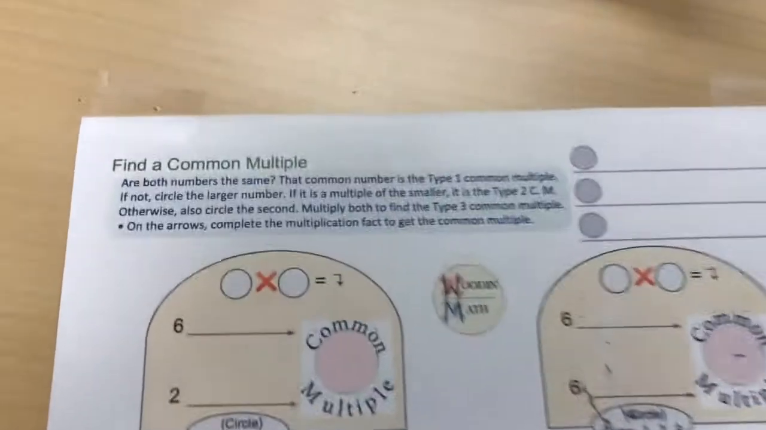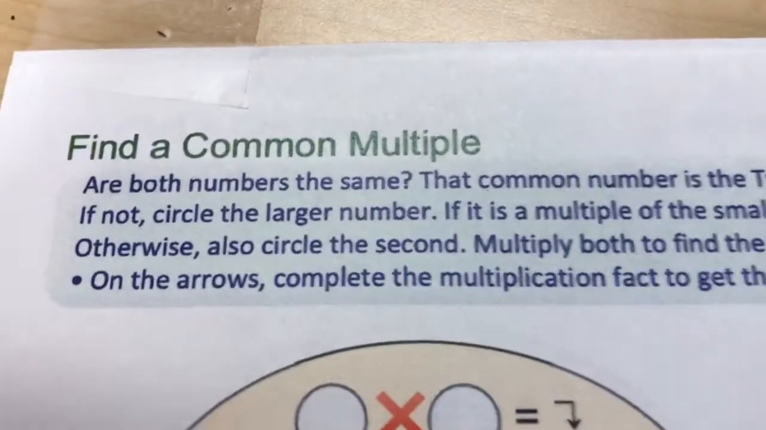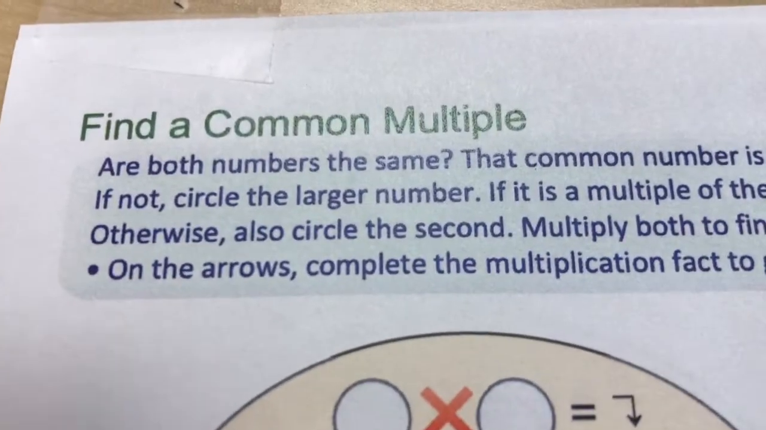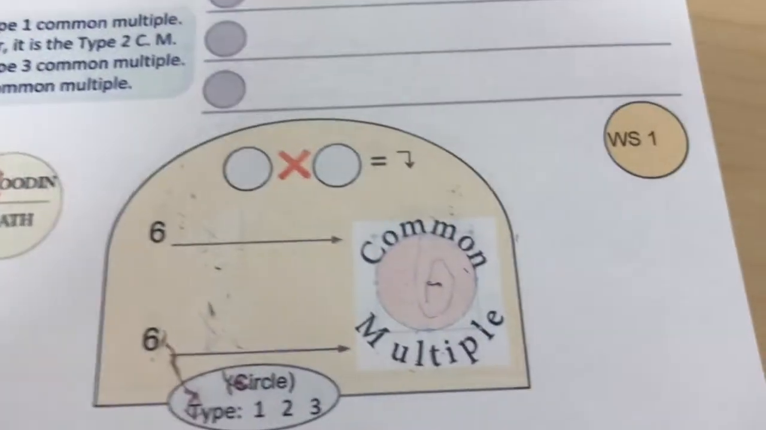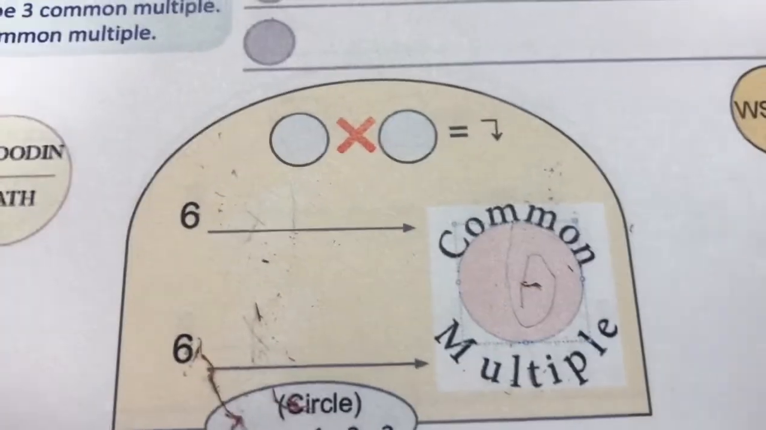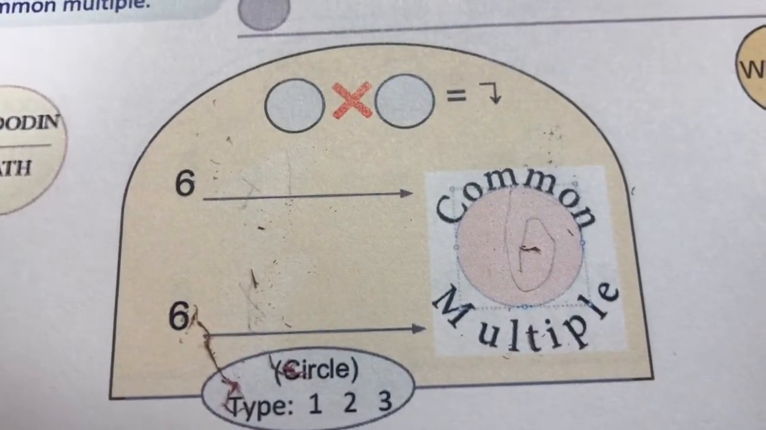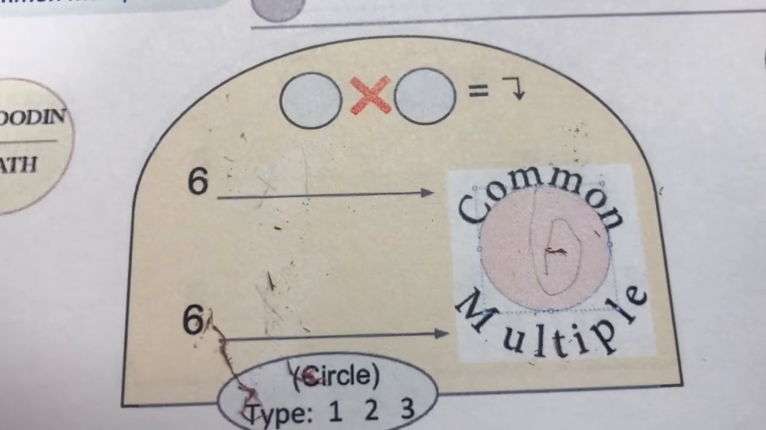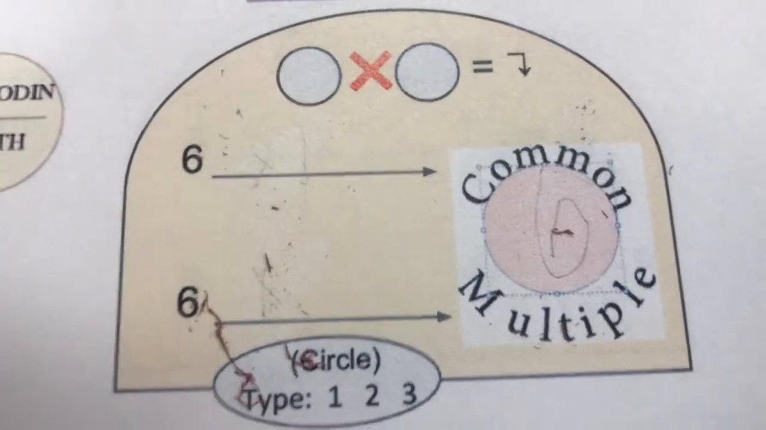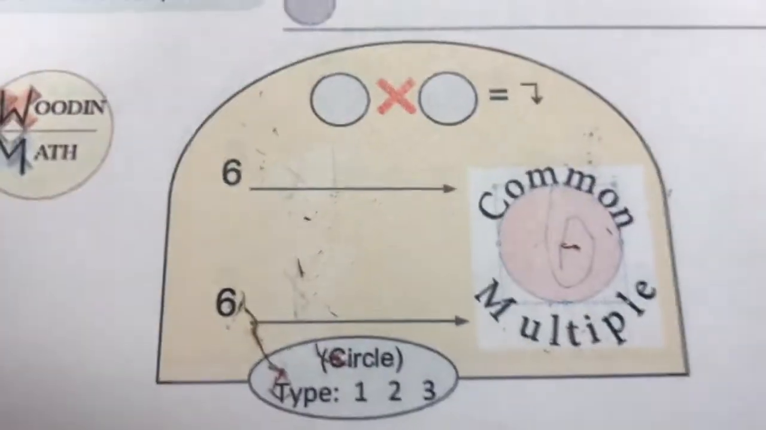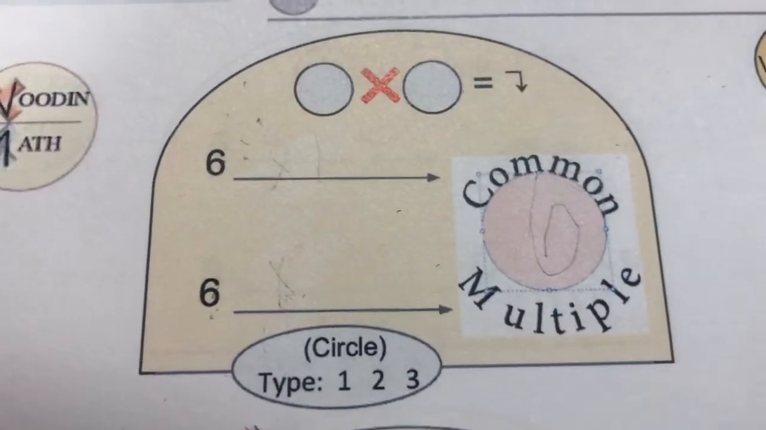I'd like to read the directions and go over them for this worksheet, which is entitled Find a Common Multiple. You start using this worksheet when you've already introduced type 1, where you have common denominators when you're adding fractions. You've done type 2, where one denominator is a multiple of the other, and you want to use this just before you start introducing the type 3, where you're going to have to multiply the two denominators.